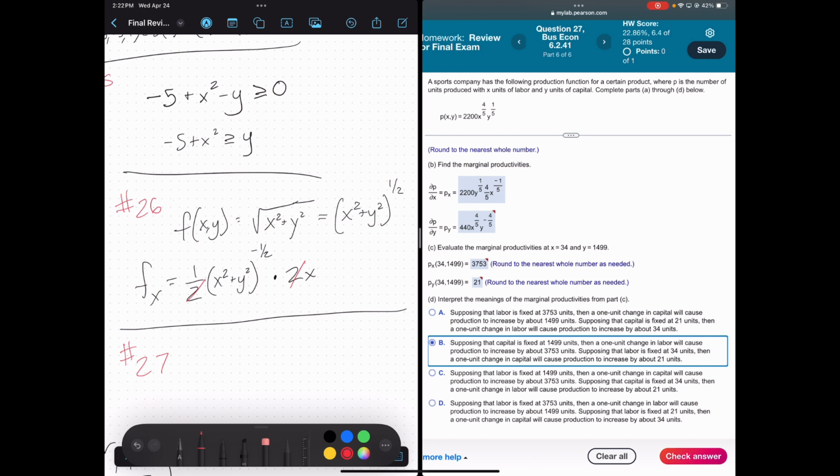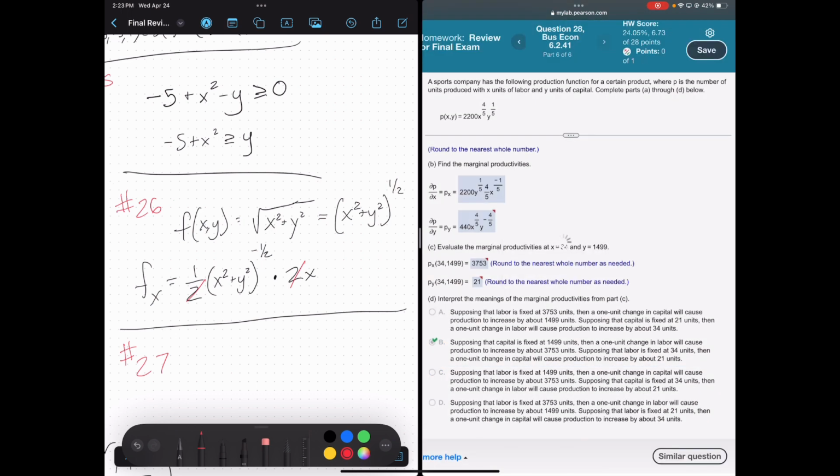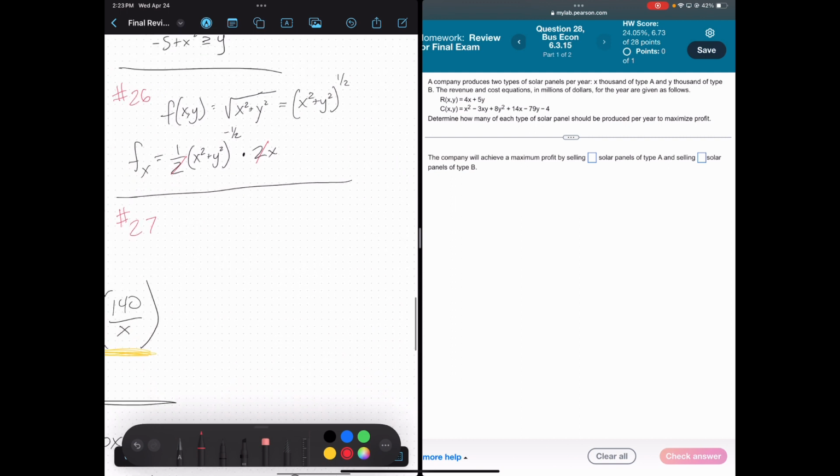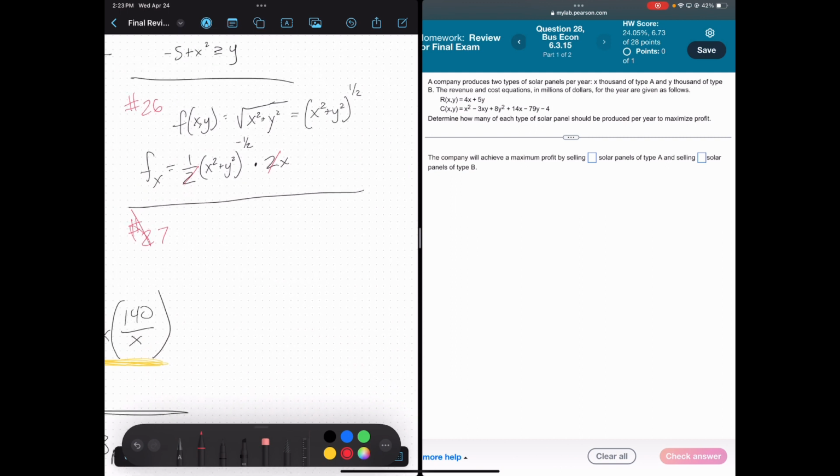Okay. Any questions about this problem? There's lots of stuff going on here. Any questions about this problem? Okay, last problem. I didn't actually write anything down for that one, so I'll just switch that to number 28.